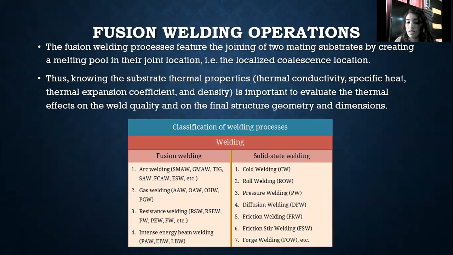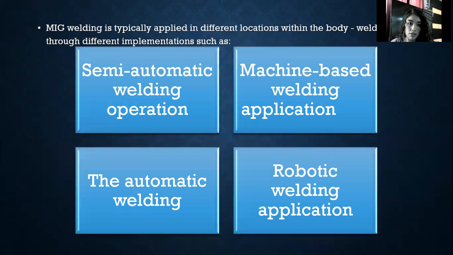You can see here the classifications of welding processes. There are fusion welding and solid state welding. We're going to focus on the fusion welding, and we're going to talk about the MIG.